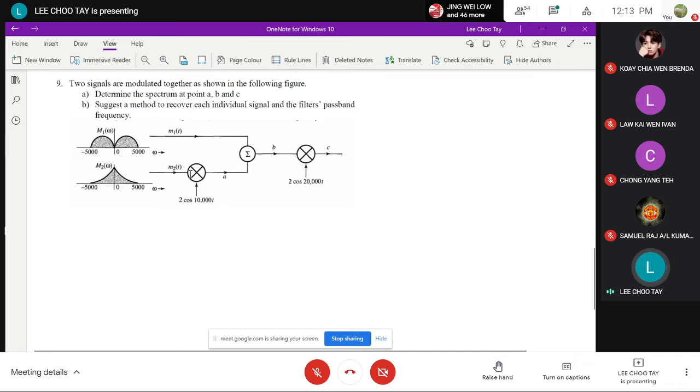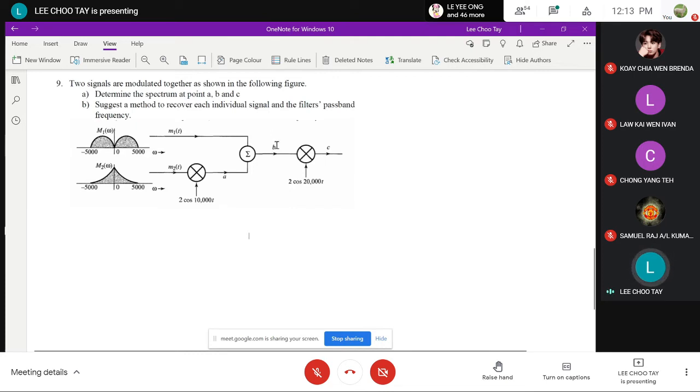From what we have learned, whenever we multiply a message with a cosine signal, we are performing double sideband suppressed carrier modulation, right? So what we added here in time domain is m1(t) with the double-sideband suppressed carrier signal of m2. This is what we have in A. Then we add them up and produce a signal B.